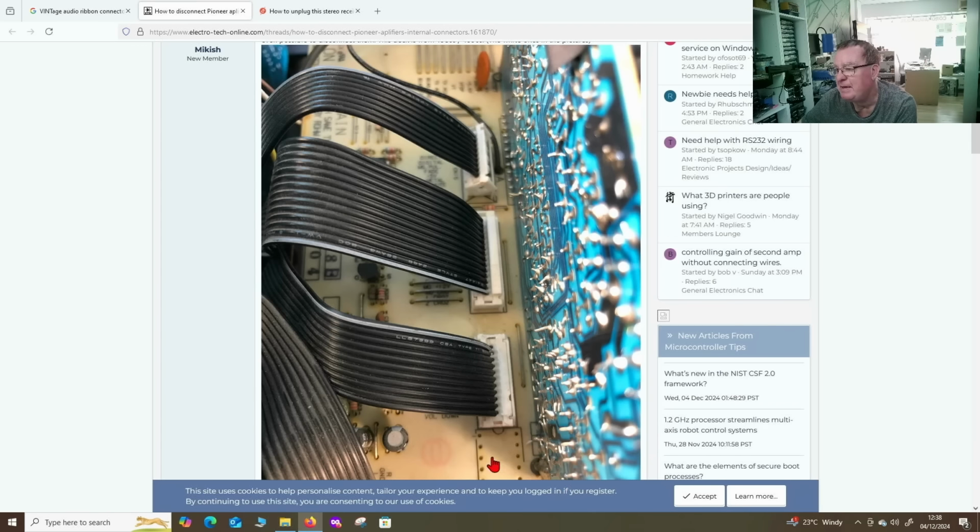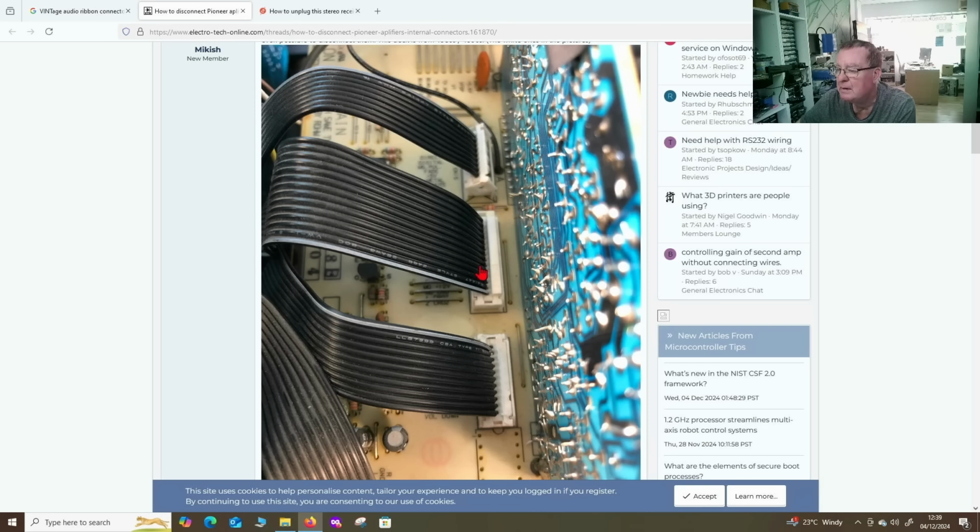And on the topic of connectors are these things. You will find these in vintage audio equipment from the 80s and 90s. I know quite a lot of guys out there like to repair and restore this stuff because they just sound great. These connectors are horrible.